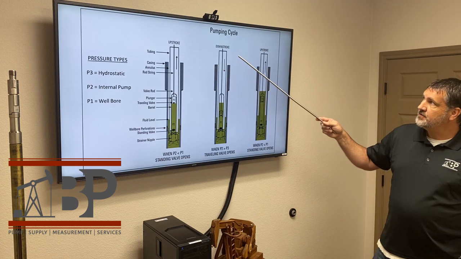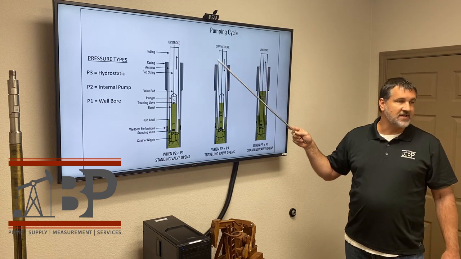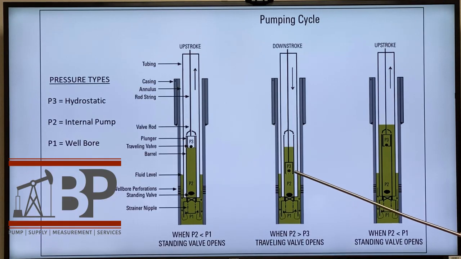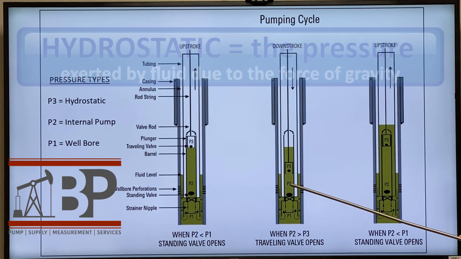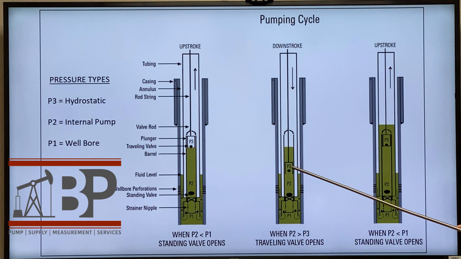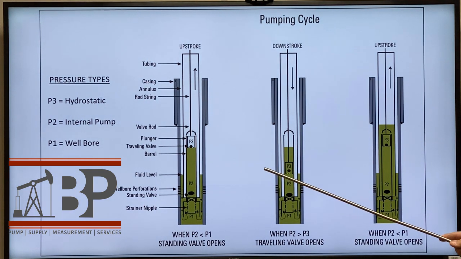Next we move to the downstroke part of the cycle. In this situation, you will see that our traveling valve is open and our standing valve is closed. This is accomplished because at this point our internal pressure has exceeded our hydrostatic pressure, thus opening the traveling valve. So the traveling valve is open, and the plunger now freely falls through the fluid.